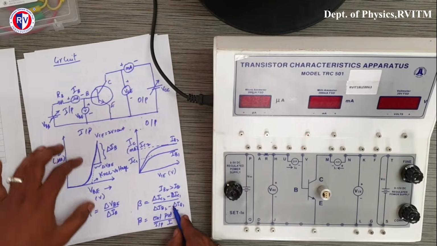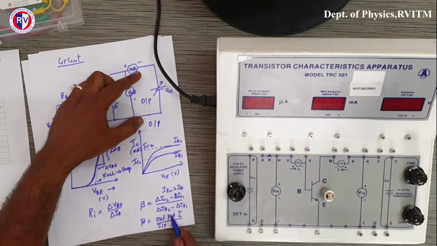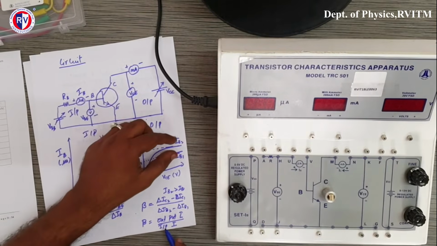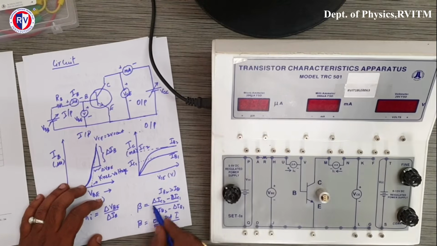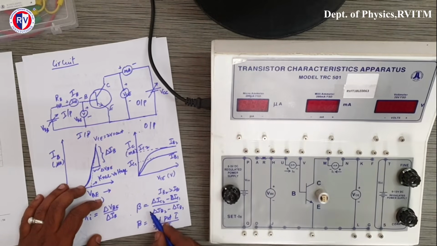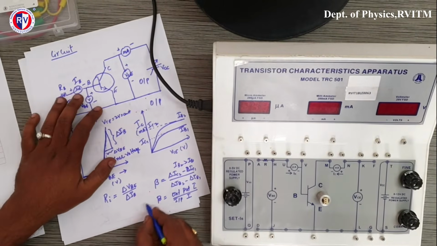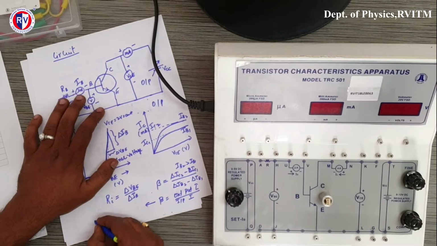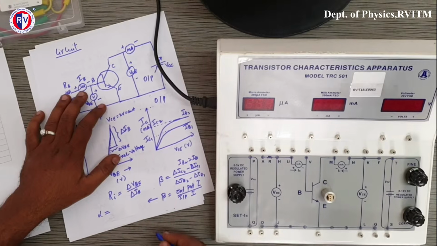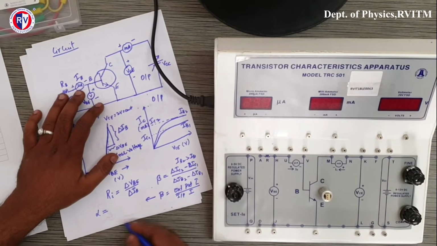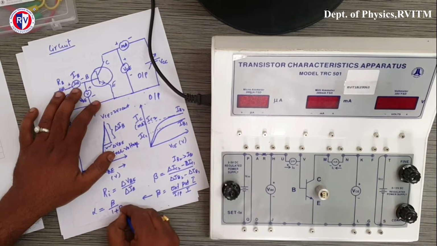So here output current is the collector current, therefore it's a difference between the IC2 and IC1, and input is base current, that is difference between these two. Okay. So therefore once we calculate this beta, current gain, we call it the current gain in CE configuration. So using this value we also calculate alpha. Alpha is also current gain, but it is in common base configuration, CB configuration, which will be equal to beta divided by 1 plus beta.